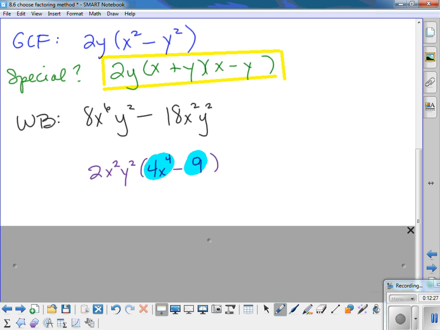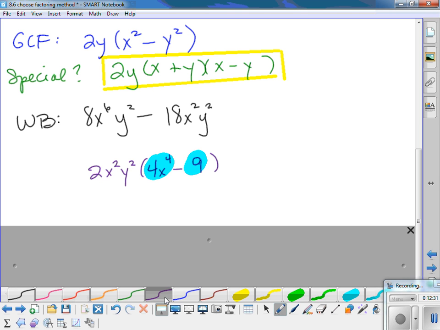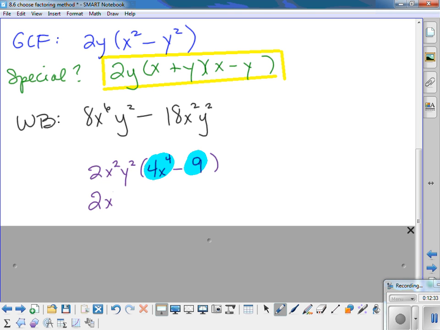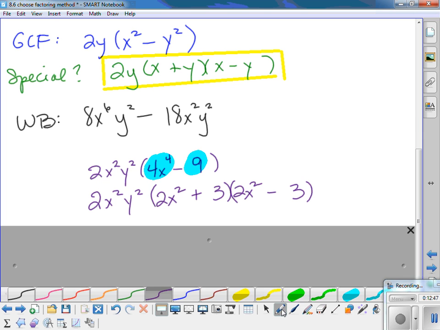Okay, are 4x to the 4th and 9 perfect squares? And we're taking the difference, so it's another difference of squares, right? So what's the square root of 4x to the 4th? 2x squared. So that's what the first term is. And the square root of 9? 3. And if I say difference of squares, you say different signs.